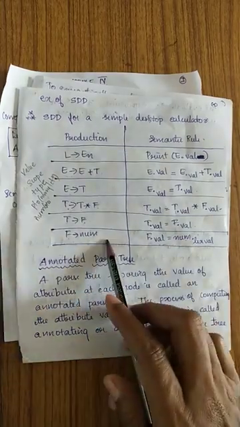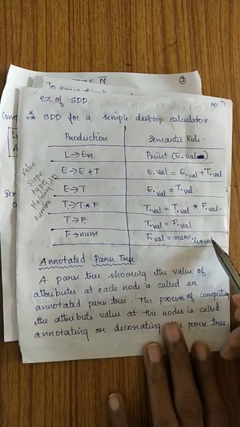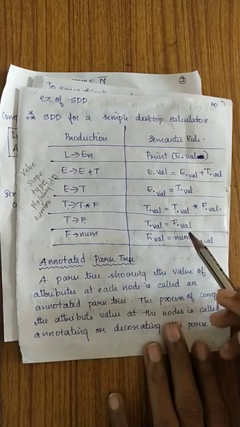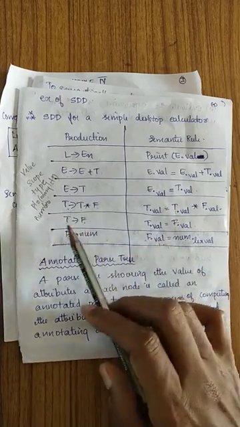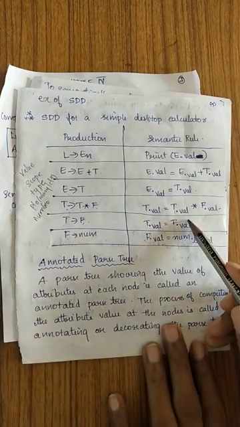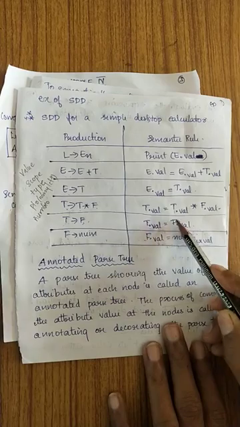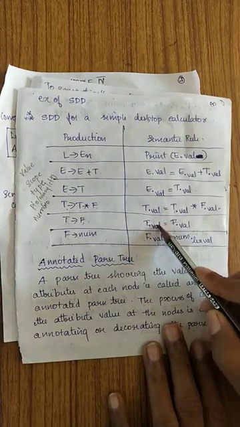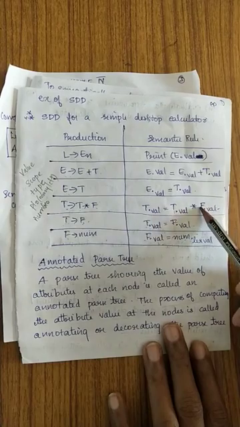So what does this production mean? Whatever lexical value you have for the number, that should be assigned to the value attribute of F. When you see a production like this, T derives F, what happens? Whatever value the val attribute has in F has to be assigned to the value attribute of T. So taking this production, what is the corresponding action?